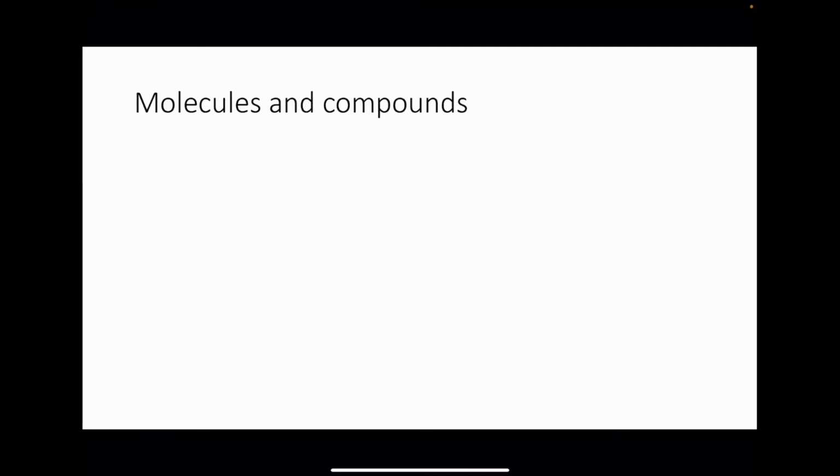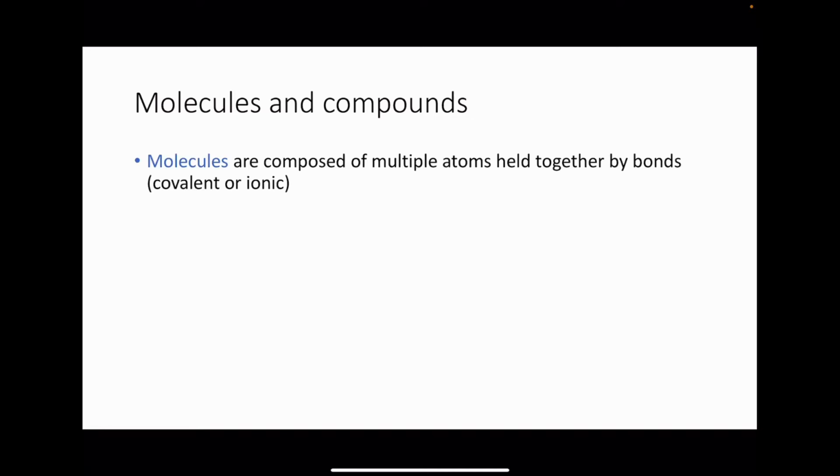Alright, so let's start. We're going to talk about or define a few things, molecules and compounds. So we dealt with atoms and elements in the last video. And so molecules are basically composed of multiple atoms, and they're typically held together by chemical bonds, either covalent or ionic. We're not going to describe bonding at this point. We will get into that in much more depth later on in the course.